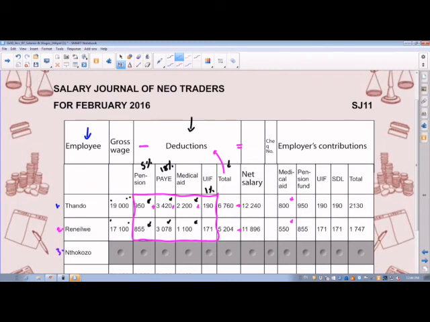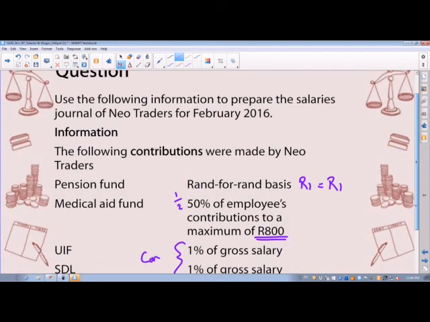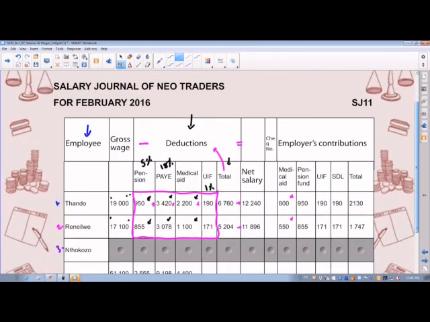The pension fund is contributed on the same basis. Let's quickly go and look at it again. 1 rand for 1 rand, and then the other two 1% each. So again, your pension fund 5%. Remember, we already calculated that, so 950 and 855, exactly the same as your deductions, and then 1% for UIF, 1% for SDL, which you also worked out in your deductions a little bit earlier. Now, how do I get this total? I just add all of these contributions, and that shows me my full contributions.